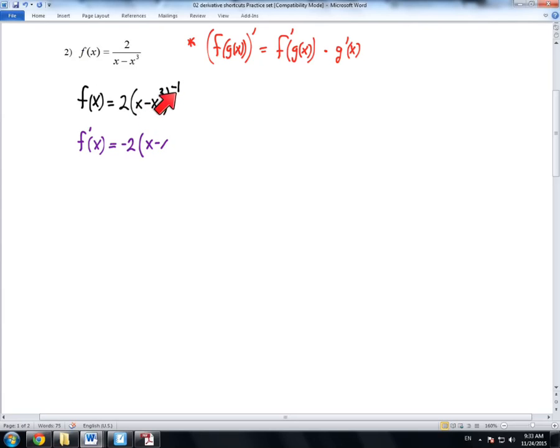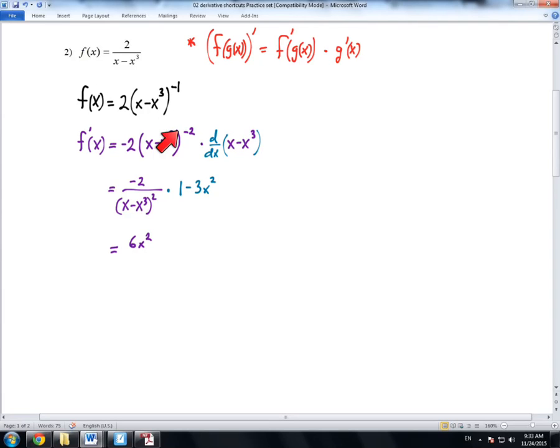So I'm going to start by taking the derivative of the outer function. Notice all I did was multiply the negative 1 times the 2, and then drop the power by 1. And in order to keep the rate of change correct, we have to also find the rate of change function for the inner, which is x minus x cubed. So I take the derivative of that.